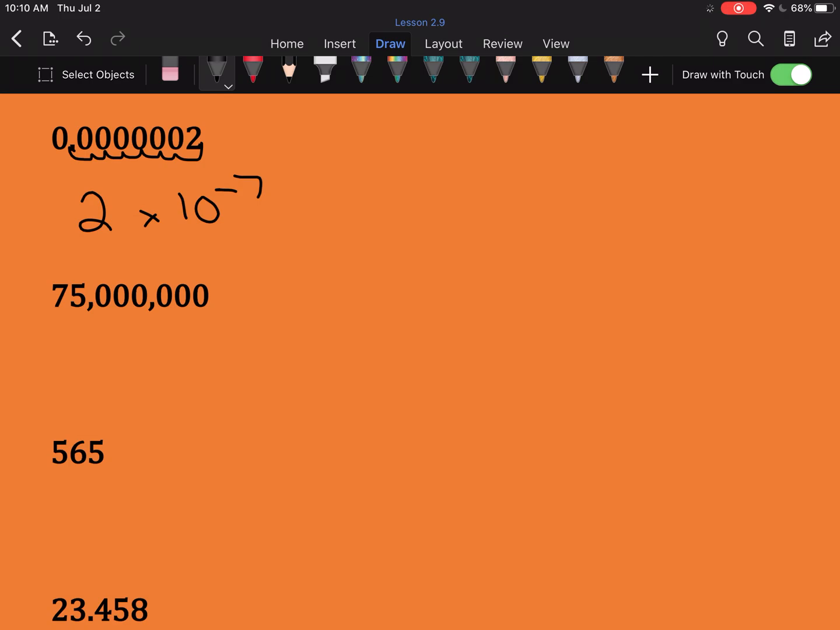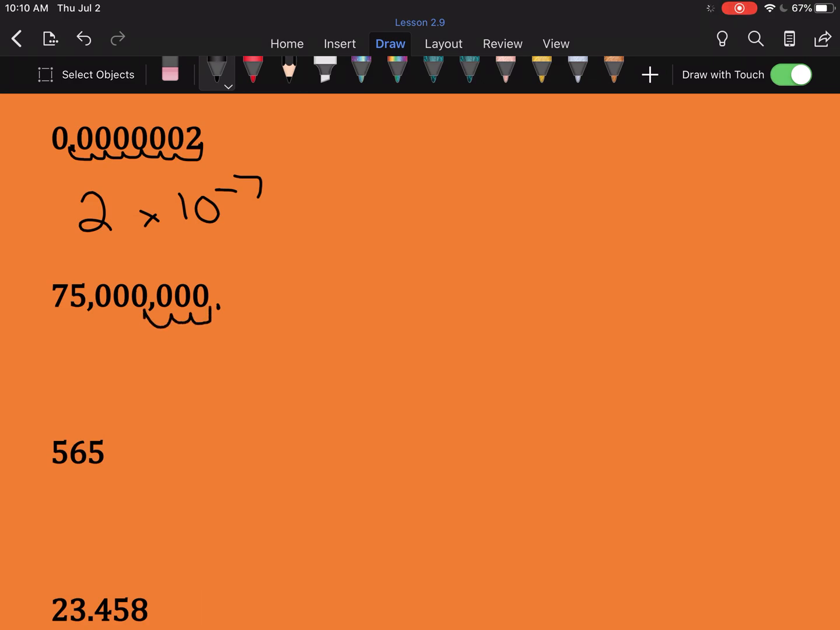Next up, we have 75 million. So the first question is, where's the decimal point in 75 million that I'm going to move around? And the answer is that it's at the end. Whole numbers have an invisible decimal point on the right end. Now I've got to move this thing all the way to the left until there's only one number that isn't 0 on the left side of it. Right now there are two numbers to the left of it, 7 and 5. The zeros don't really count.